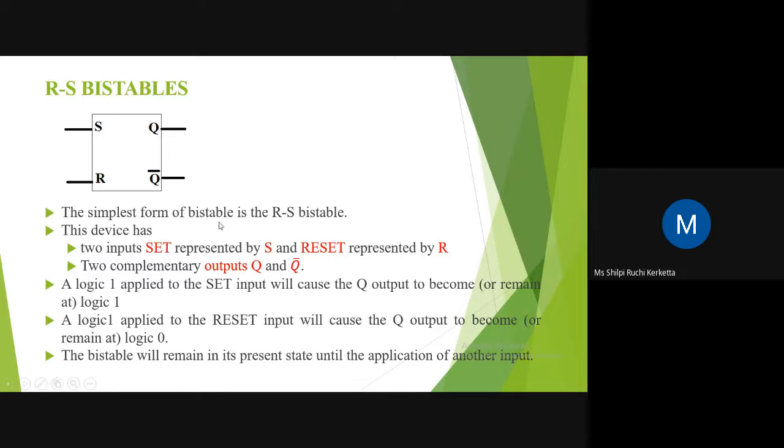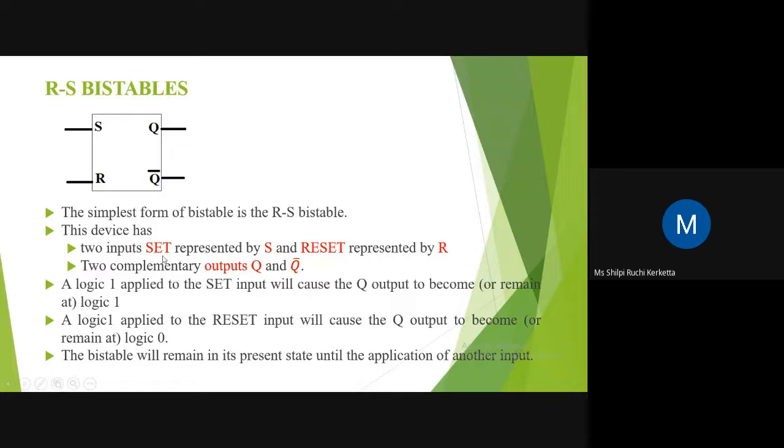So this is the simplest form of bistable, which is called RS bistable or SR bistable. Two inputs are there. We can see two inputs, one is set for S and reset for R, and there are two complementary outputs.